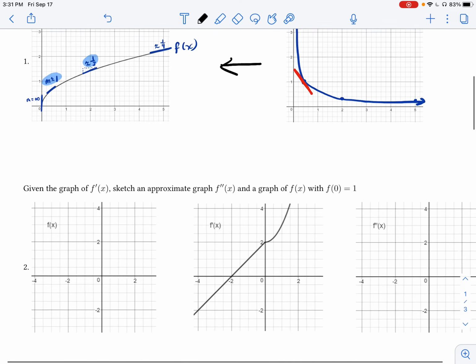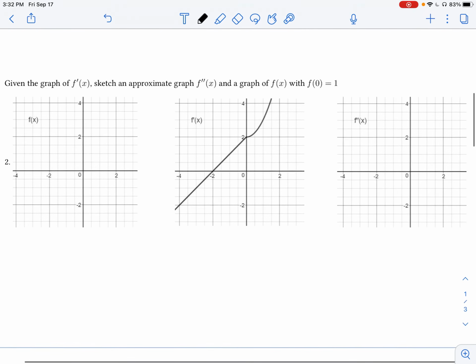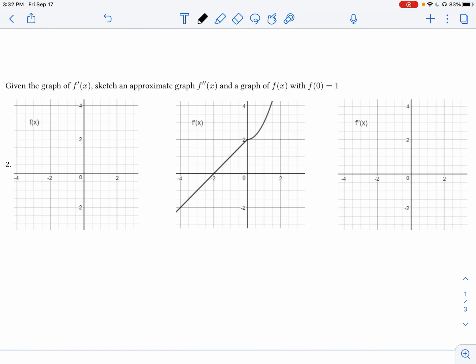If we look here, take a moment and examine what's being given. We are being given the graph of f prime of x, the graph of the derivative. From here, we're going to sketch an approximate graph for the second derivative, and then we're going to graph the original function, f of x. I'm giving you a specific point that I'd like it to go through: when x is 0, I would like y to be 1 there. We'll discuss in a moment why that might be important.